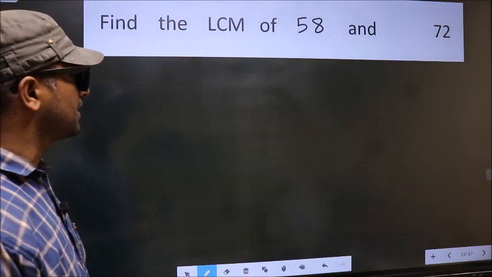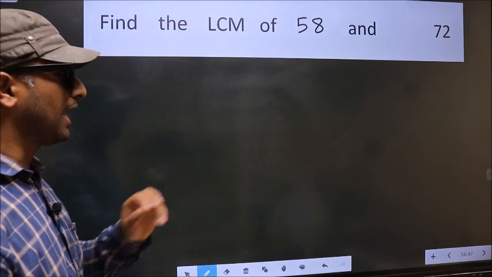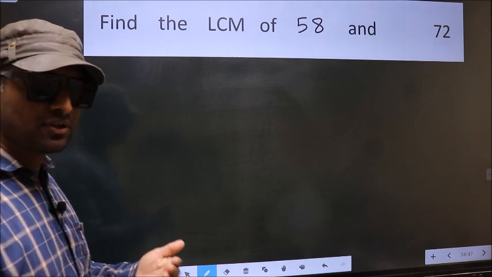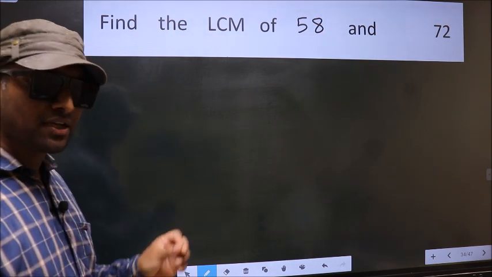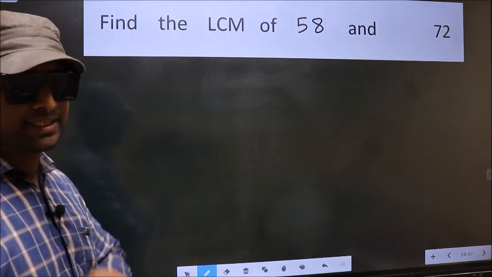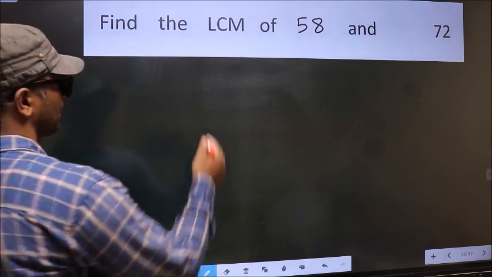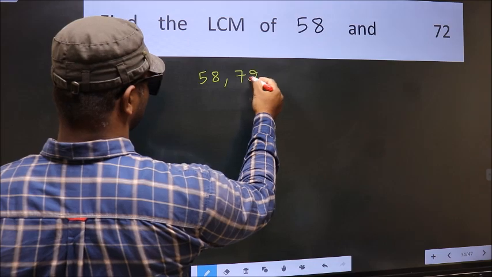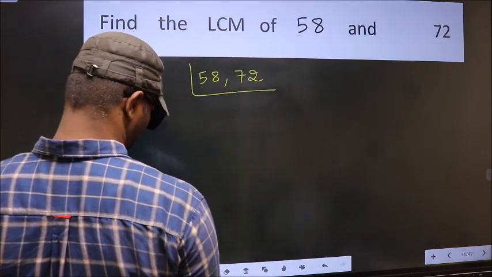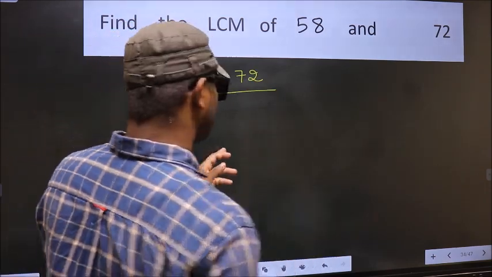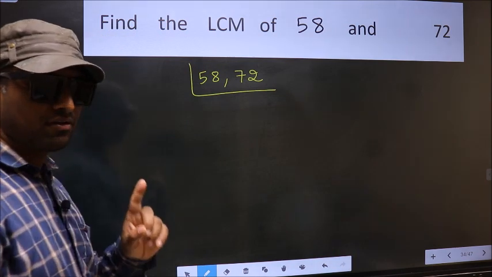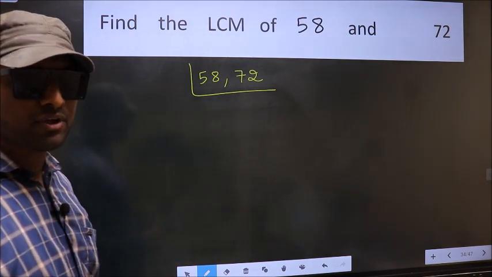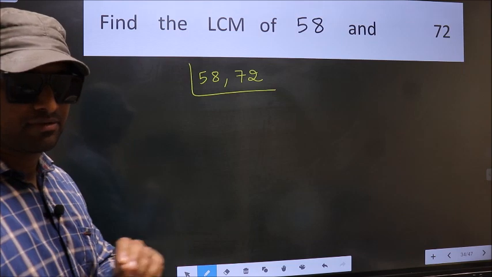Find the LCM of 58 and 72. To find the LCM, first we should frame it in this way: 58, 72. This is your step 1.